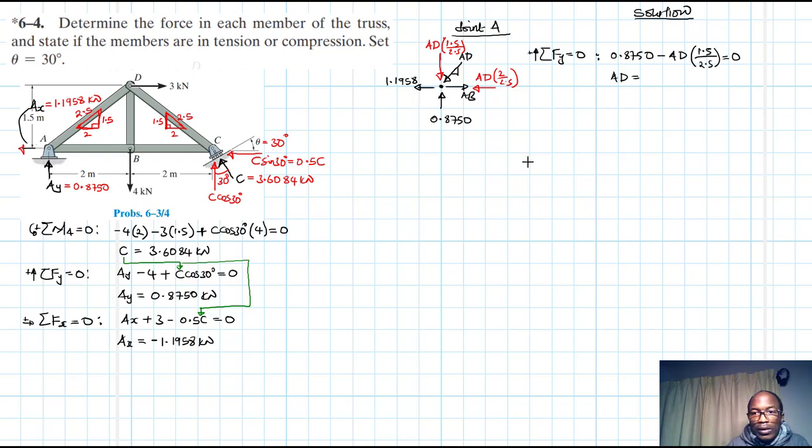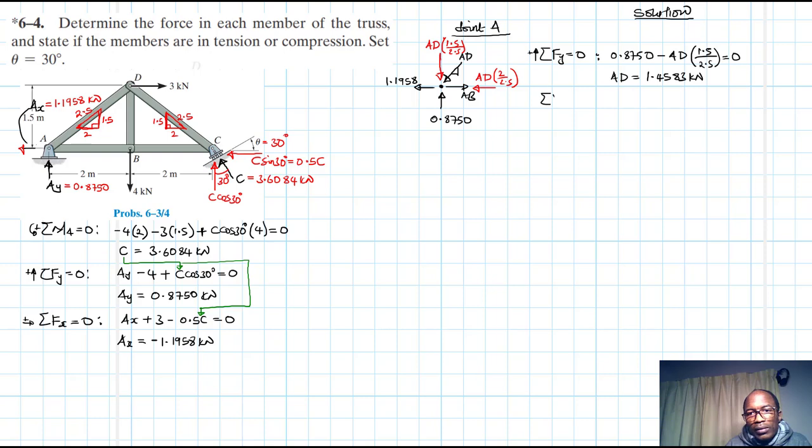Okay, so AD is equal to 1.4583 kilonewtons. Okay, 0.8750 divided by 1.5 divided by 2.5, 1.4583.